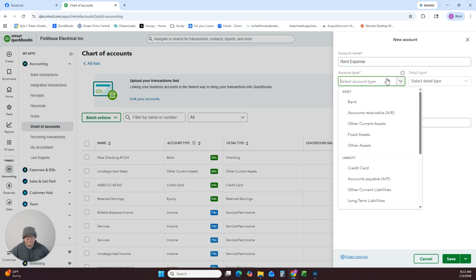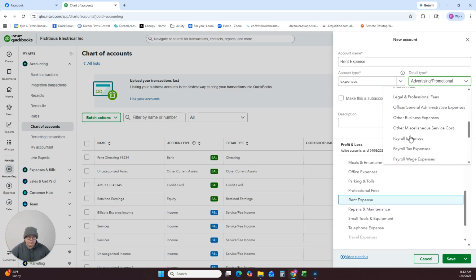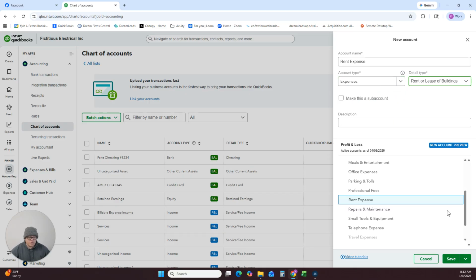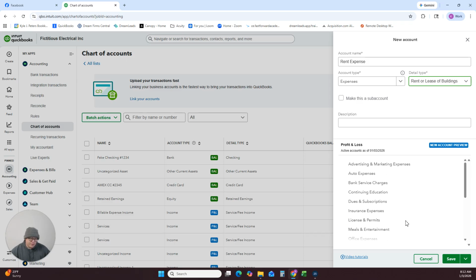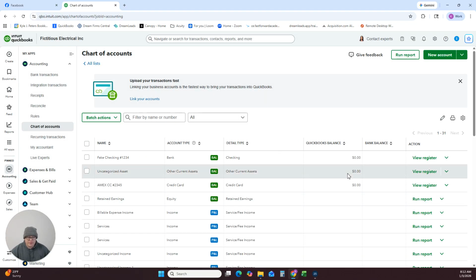Rent expense. And again, I do put this separate. Rent expense to me means, hey, this is what I'm paying to rent my office or my building. Whereas there's equipment repairs and maintenance or equipment rental, where I'm doing a job and I'm renting equipment. It's a different thing.